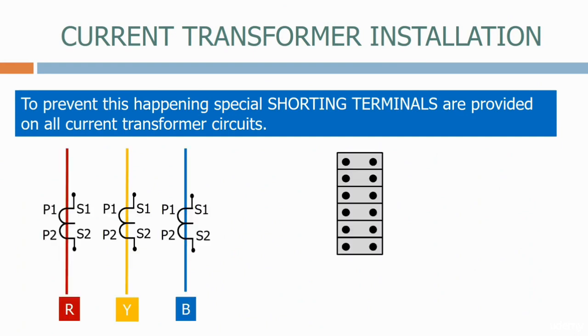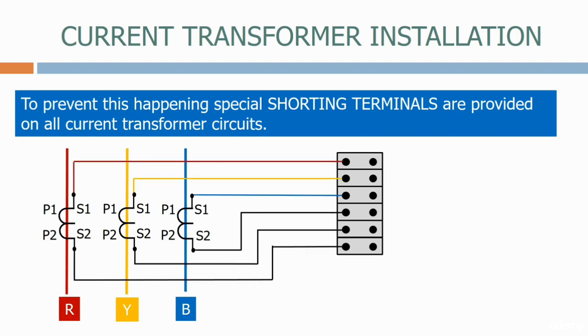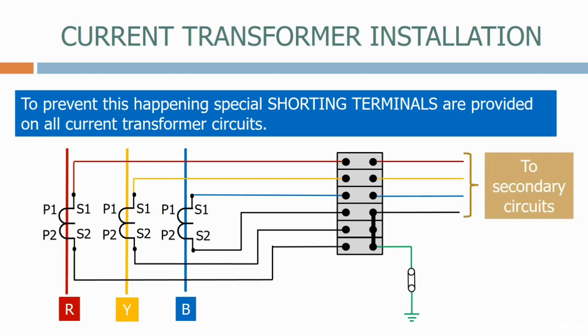Here we have a three-phase CT, red, yellow and blue. We feed all of the CT wiring into the terminal block. This allows us to modify the circuits at a later date. We connect all the neutrals together and take them down to ground through a link. We then feed the red, yellow, blue and neutral wires to the secondary circuits.